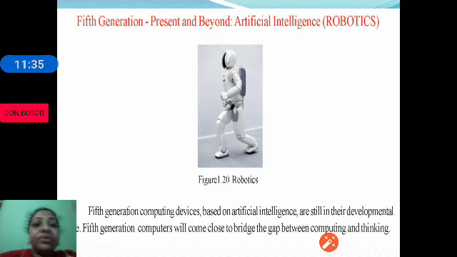So this is about the generations of computers. In the first generation we used vacuum tubes, second generation transistors, third generation ICs, integrated circuits, fourth generation microprocessors or VLSIs, and fifth generation artificial intelligence and robotics.